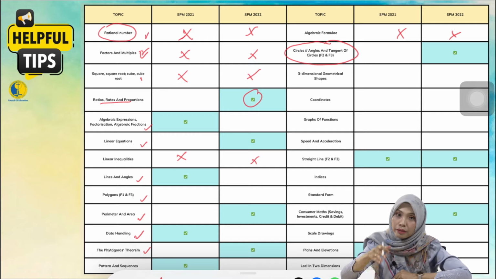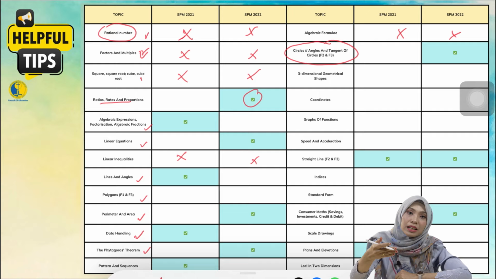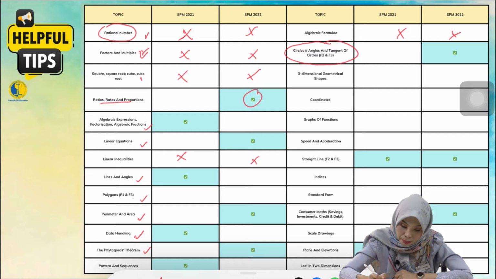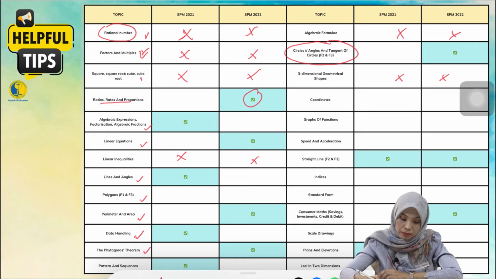You still need to have the basics of it, because if you don't know what a radius is, if you don't know what theta or the angles are, if you don't know the concept of the perimeter and so on, you will have difficulty understanding Form 3 lessons. Three-dimensional geometric shapes, more on calculating the volumes. Okay, it's not coming out.